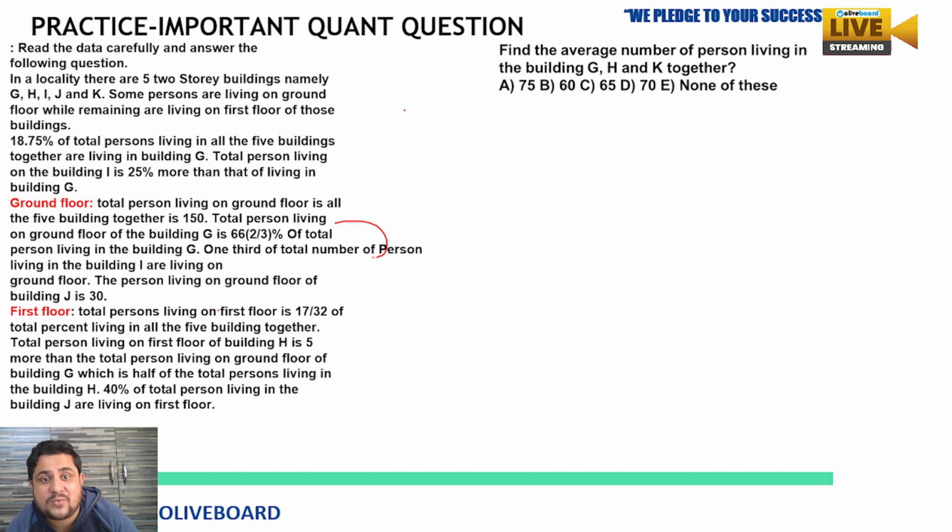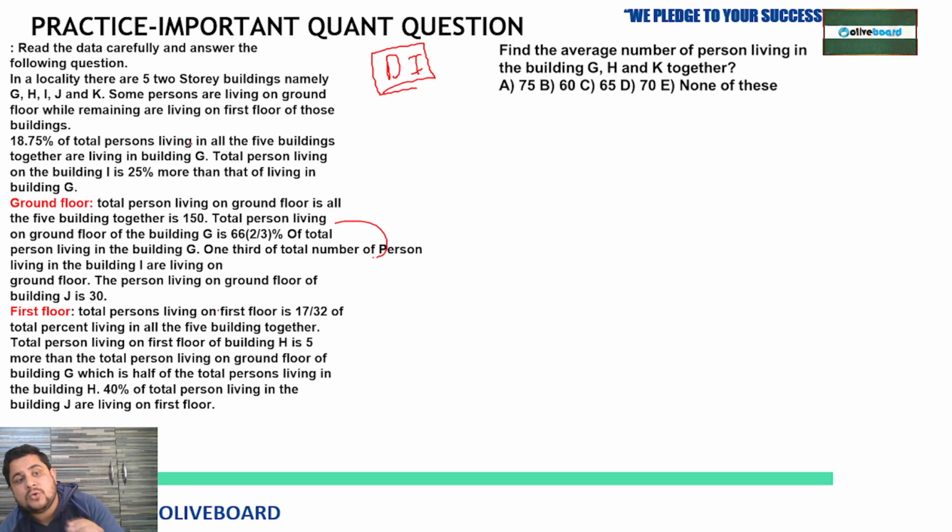Now this one is what? DI. Calculate DI, from the previous year, right? What we are discussing, the most important DI. And here what is given? The real data. Read the data carefully and answer the following question. Okay, so what is given?